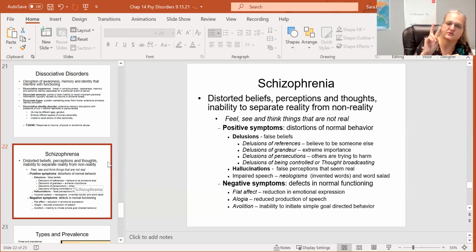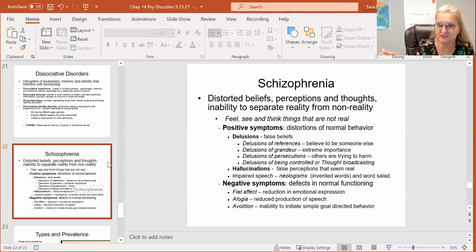The schizophrenic, so there's two clusters. You have what's called positive symptoms and negative symptoms. Let me repeat, these are not good symptoms and bad symptoms, right? Positive symptoms are distortions, changes in your behavior that are in addition to normal. So they are things that non-schizophrenic people don't have. You have things that everyone else doesn't have. You see things, you hear things, you believe things, but the rest of us don't.